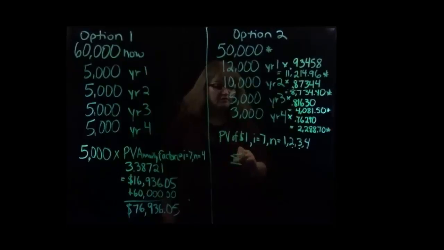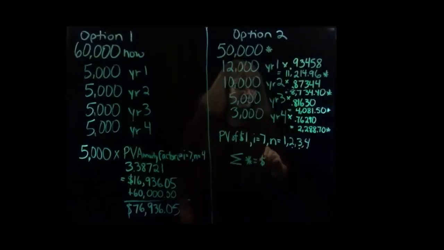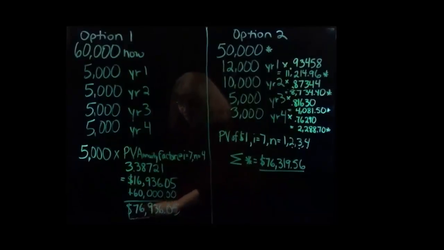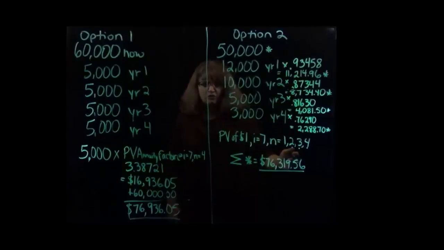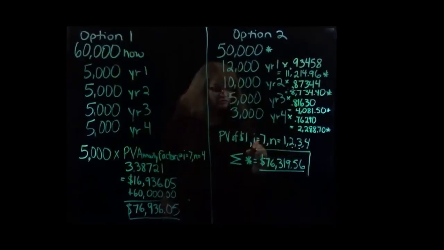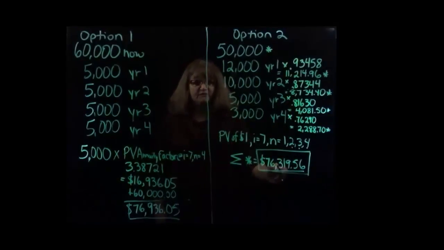And so if we sum, this is our summation symbol, the various asterisks, we come up with a total of $76,319.56. These are the two numbers that we need to compare to each other, and we can see that $76,319.56 is a lower cost option than the $76,936.05. And so this option 2 is the option that we would choose because that has the lowest present value of this cost.